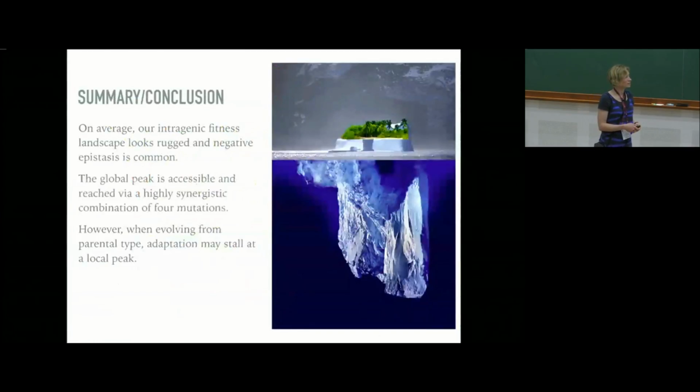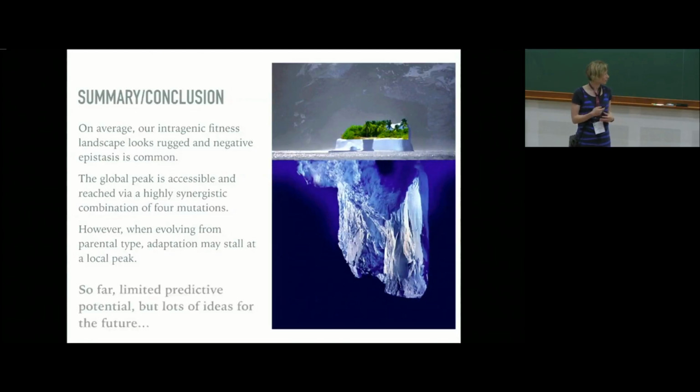And so to summarize this part about the big fitness landscape, on average, we saw that our intragenic fitness landscape is quite rugged and that negative epistasis is common if we use this other epistasis measure that I introduced at the beginning. And the global peak is accessible, and it is always reached through this synergistic combination of 4 mutations. But when we assume that there's evolution from the parental type, then we might think that adaptation could get stalled at the local peak.